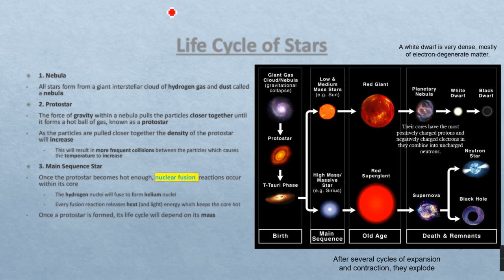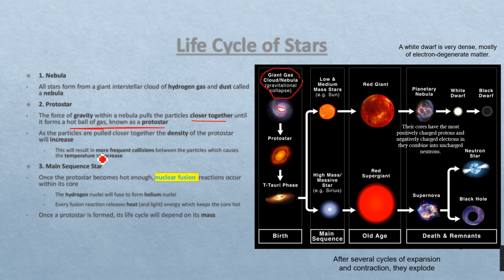Let's discuss the life cycle of stars. All stars were made out of a giant gas cloud called the nebula, and due to the gravitational pull to the center of the cloud, the hydrogen gas and dust collected were concentrated or pulled together into the center and made a hot ball of gas known as a protostar.